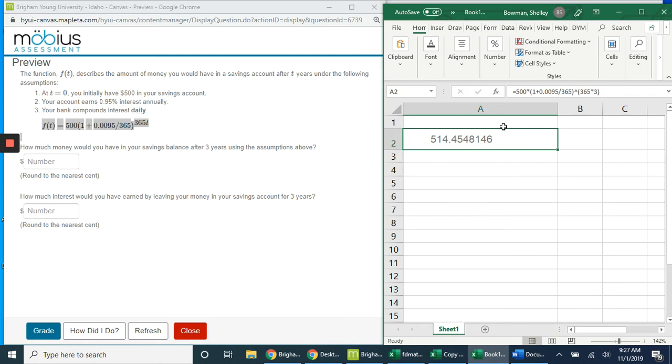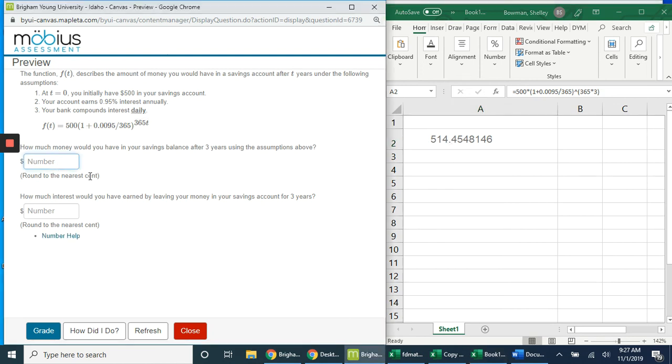If you would like to see it as money, you can format that cell so that it's money, or you can just make sure that you round it to 2 decimal places. Round to the nearest cent. So 4, 5, this 4 does not round the 5 up, so it's $514.45. So we're going to do $514.45.